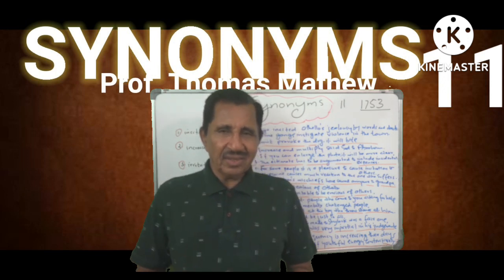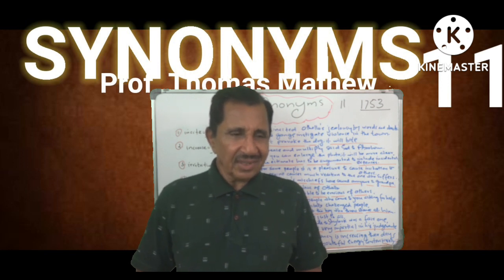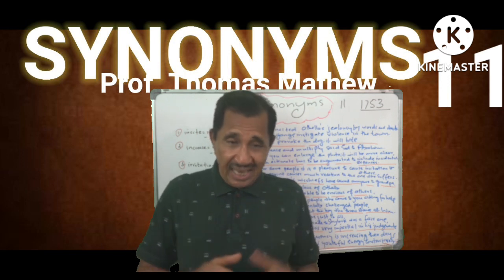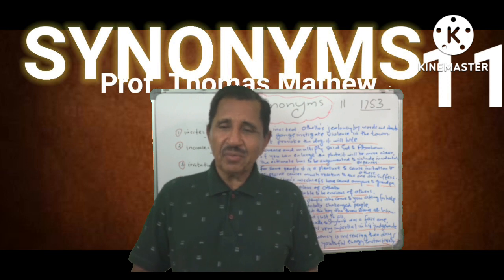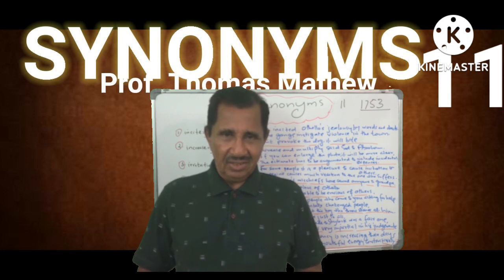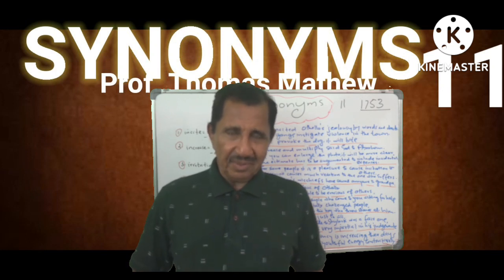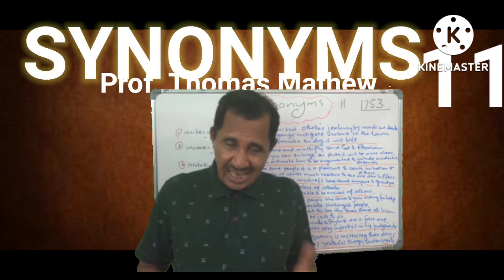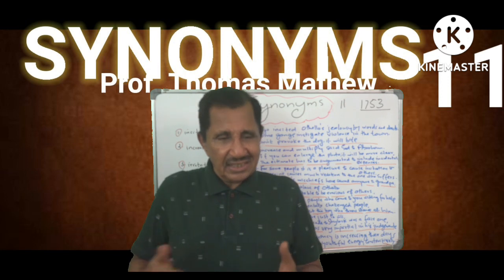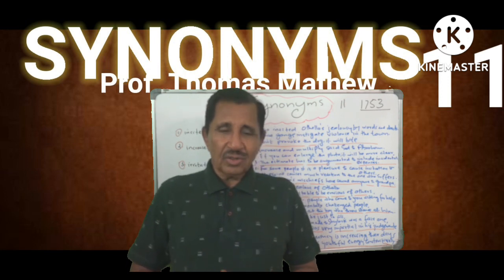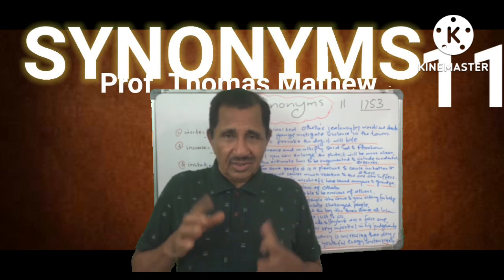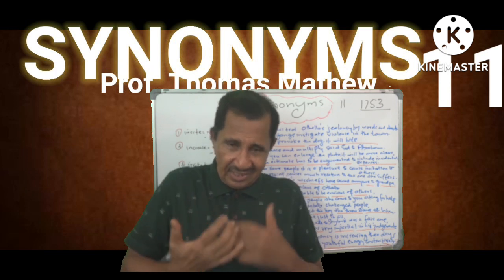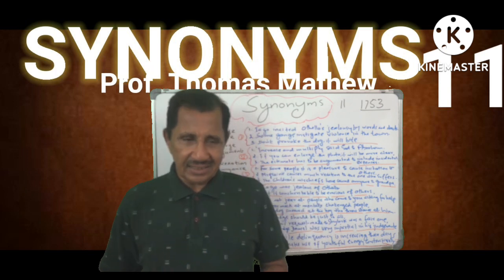For example, the first example here is: Iago incited Othello's jealousy by words and deeds. That is the story of Othello. So Iago, that villain in that drama by Shakespeare, incited, or you can also say instigated, Othello's jealousy. Already Othello is jealous, but he tried to increase it by words and deeds.